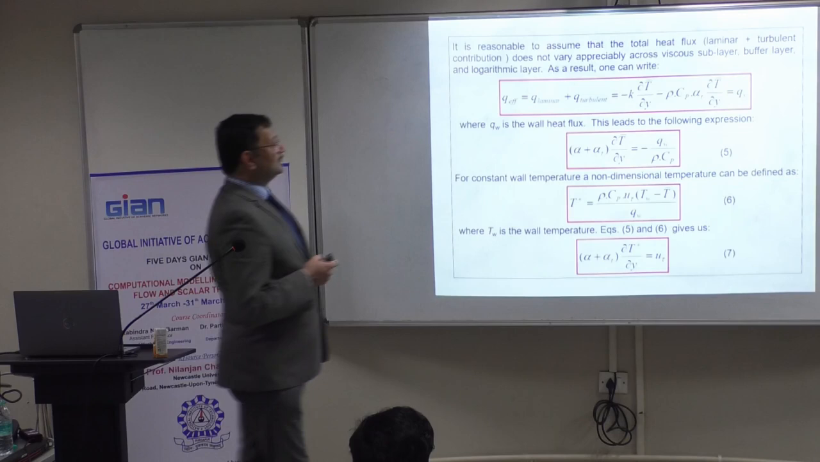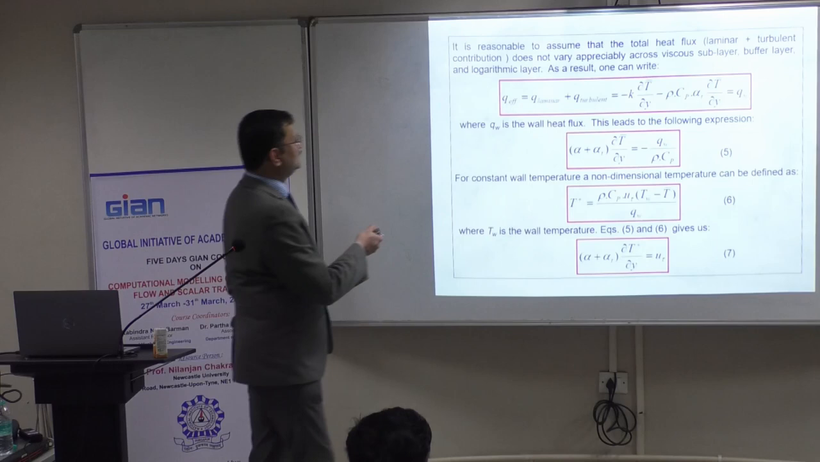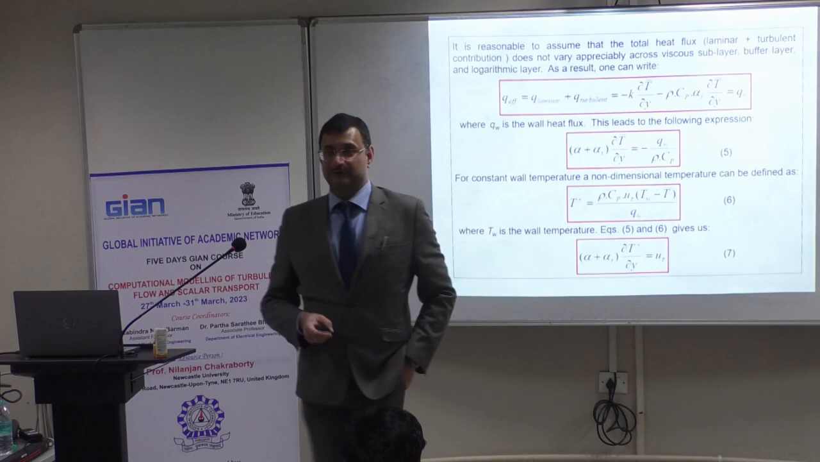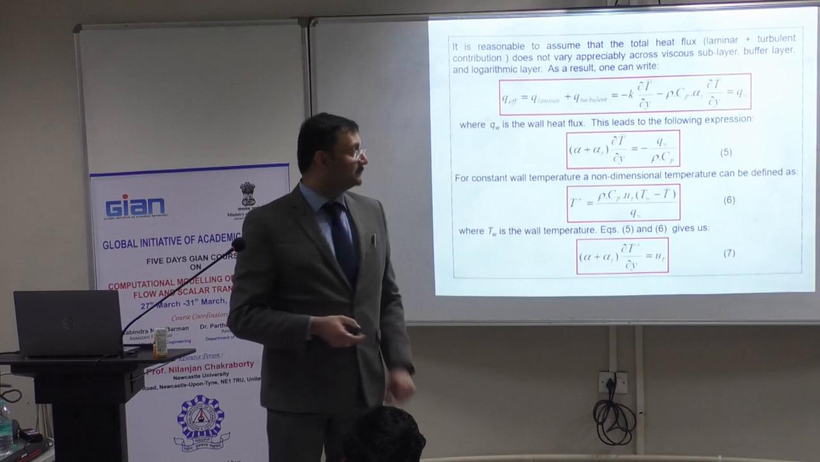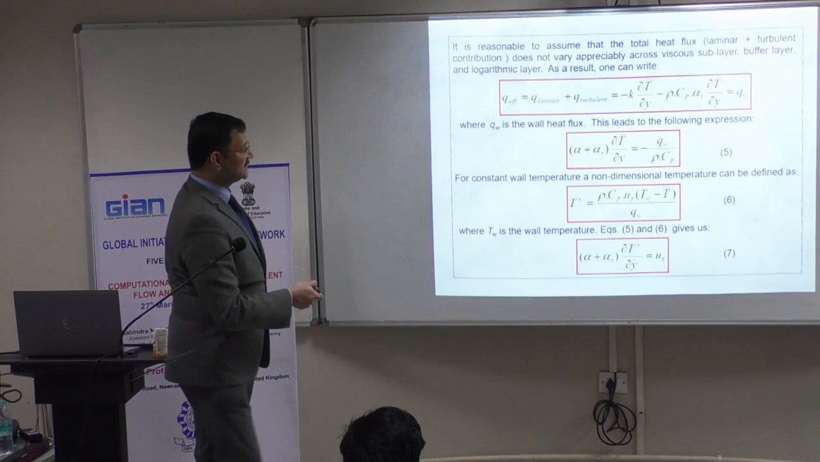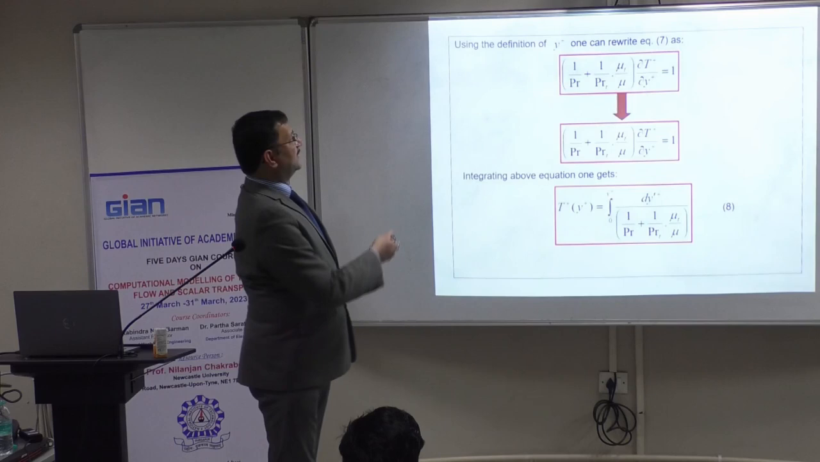When it comes to thermal transport, it's the same thing: the effective heat flux is the molecular part plus the turbulent part. This part comes from Fourier's law, and this part comes because of the gradient hypothesis, because of the correlation between the fluctuations of velocity and temperature. I can rewrite this equation in this form using the definition of thermal diffusivity. Alpha is the thermal diffusivity, and T plus becomes a non-dimensional temperature. One gets this relation, and that can be written using the definition of y plus in this manner.